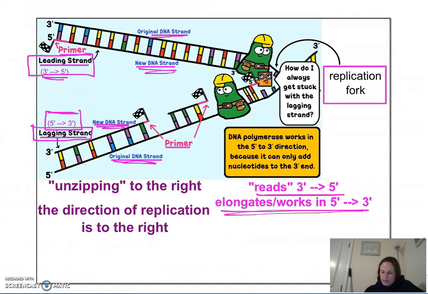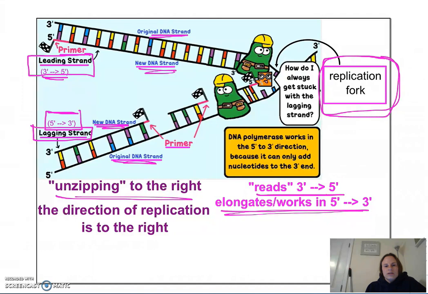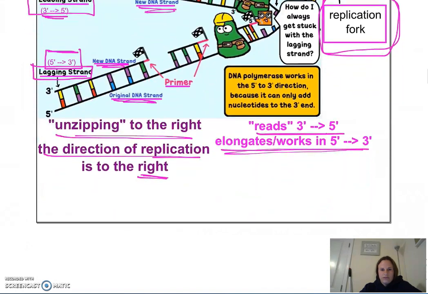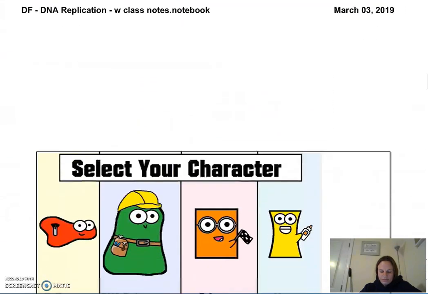Now, in this example, it's important to recognize that our replication fork is on the right-hand side. That means we are unzipping to the right. It also means that the direction of replication is to the right. That's in this specific example. That won't be the case in every example. So make sure when you're evaluating a question, you check out which way the direction of replication is occurring.